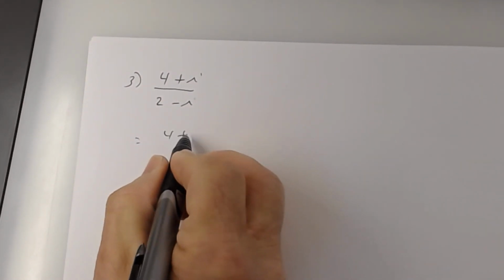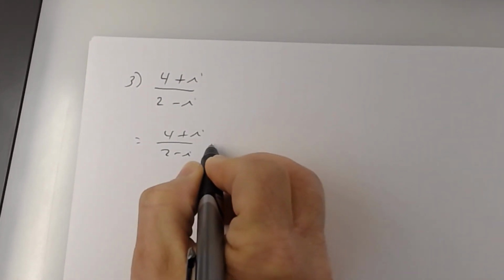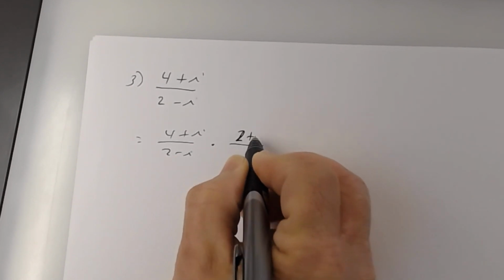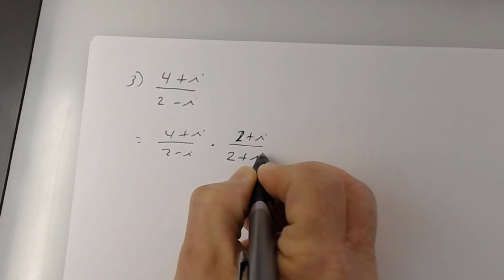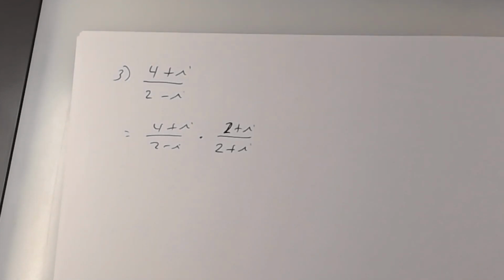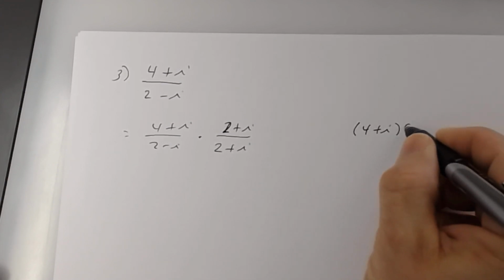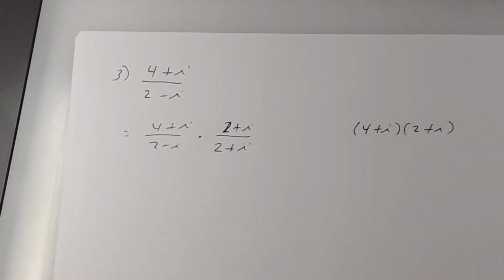What's the conjugate of the denominator? 2 plus i. All right, so I get 4 plus i divided by 2 minus i, and then multiply the numerator and the denominator by the conjugate. Now, in both cases, when I multiply the numerators and when I multiply the denominators, I am going to have to use what method? FOIL. So write it out. Don't do this in your head. You're going to mess up probably at some point.